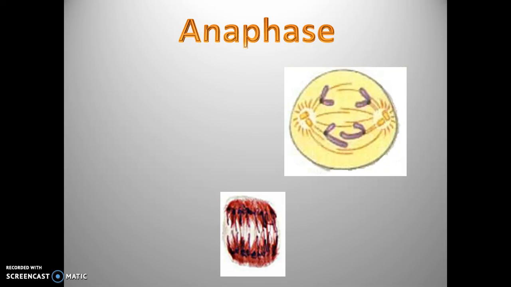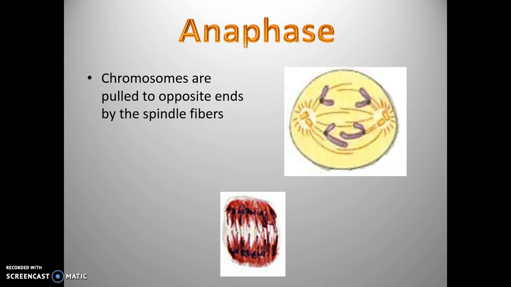Metaphase is followed by anaphase. During anaphase, your chromosomes are going to be ripped apart. So now your chromosomes are turned into sister chromatids. Okay, they are ripped apart.